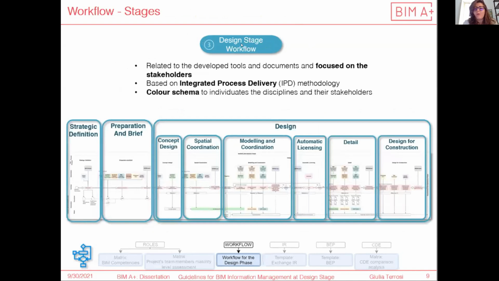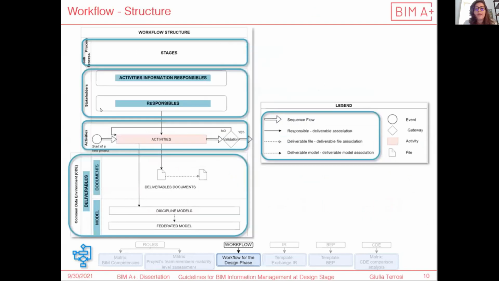The third output is the workflow for the design stage. It is based on IPD methodology, and it has a color schema to identify discipline and stakeholders. The workflow is divided in strategic definition, preparation and brief, and design, which is again divided in concept design, spatial coordination, modeling and coordination, automatic licensing, detail, and design for construction. The workflow structure consists of four main rows: stages, explained before; stakeholders, containing information responsible and responsible; activities that should be validated and approved; and deliverables containing documents and models, and it is all inside the common data environment. And it was also established an arrows hierarchy according to the associations.